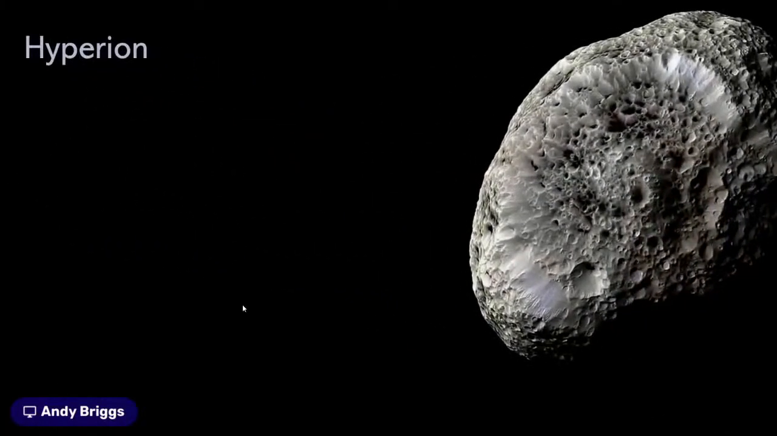The first one is this moon, Hyperion, which is most bizarre. As you can see, it's got a surface that resembles a sponge, and Cassini flew by at this close distance, about 5,000 miles away, and everybody was just amazed at what this moon actually looked like.